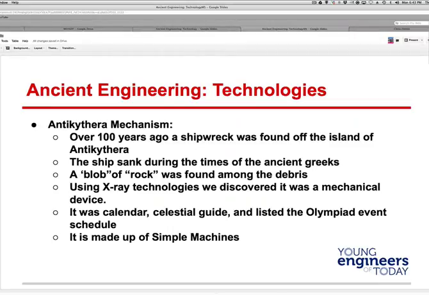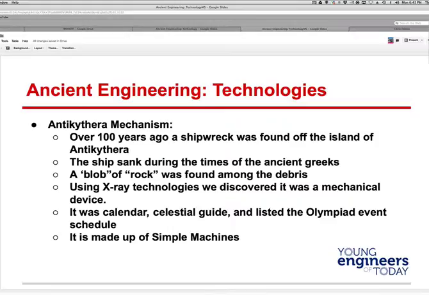But this mechanism was found 100 years ago on a shipwreck off an island of that same name. The ship sank during the times of the ancient Greeks. A blob of rock was found among the debris. Using X-ray technologies, they discovered it was a mechanical device. It was a calendar, celestial guide, and listed the Olympic event schedule.